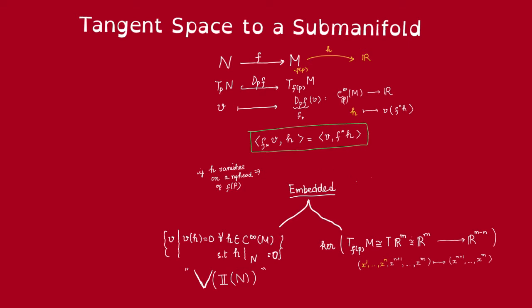Now observe that if this function h vanishes on a neighborhood of f(p), then this is just 0 in the germ, so this whole expression is 0. This means that any tangent vector of M that is a push forward of some tangent vector here must vanish on such h. It turns out that this is an if and only if: if we have a tangent vector in M vanishing on such h, then it must be the push forward of some tangent vector v in N, if the manifold is an embedded manifold. So this gives us the third characterization. Let's discuss that in more detail.